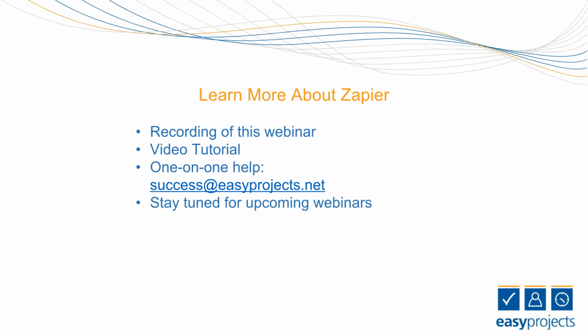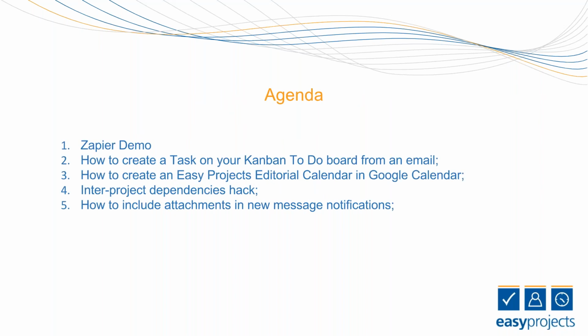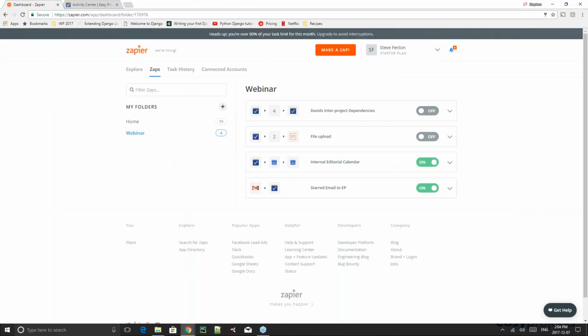And then finally, again from a customer use case, we've created a means of including attachments from an Easy Projects message when you get the notification. So I'll let Dave explain the specific use case there, but again, kind of a cool use case. Alrighty, so let's get started. So I'm going to jump right into Zapier.